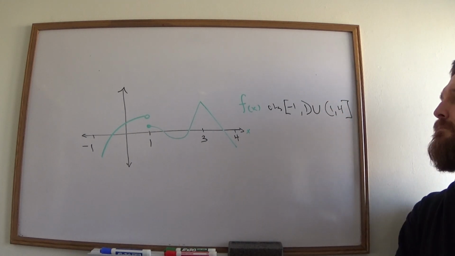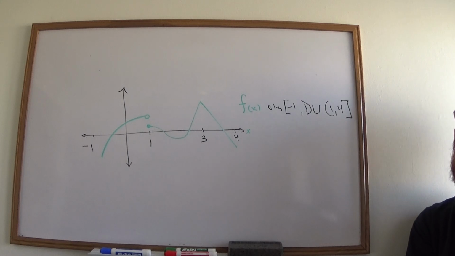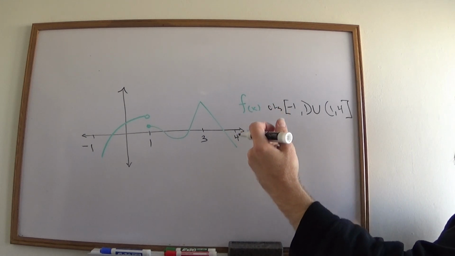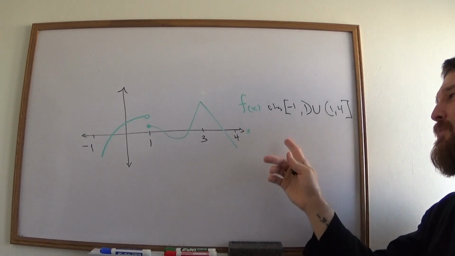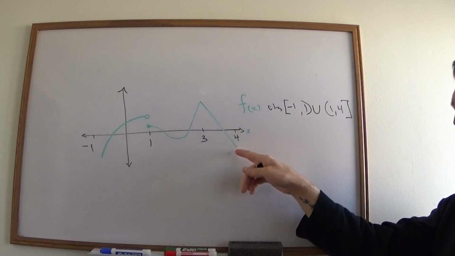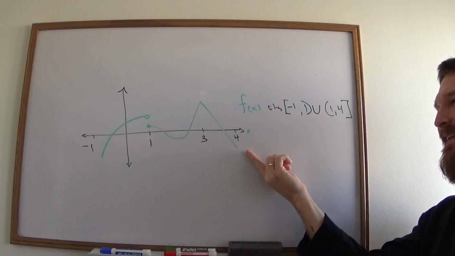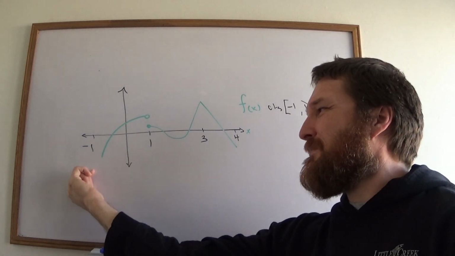Well, it's not continuous. It's not continuous at 1. Remember, the definition of continuous is that the limit has to exist from both sides. And so that's why I said this is. It's like, well, does the limit exist from this side? Does the limit exist from this side?